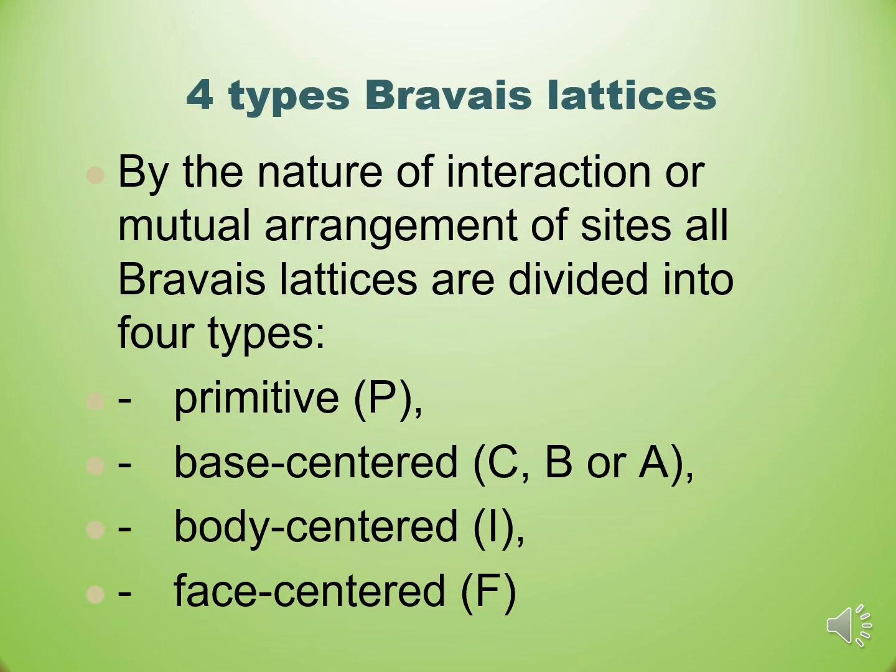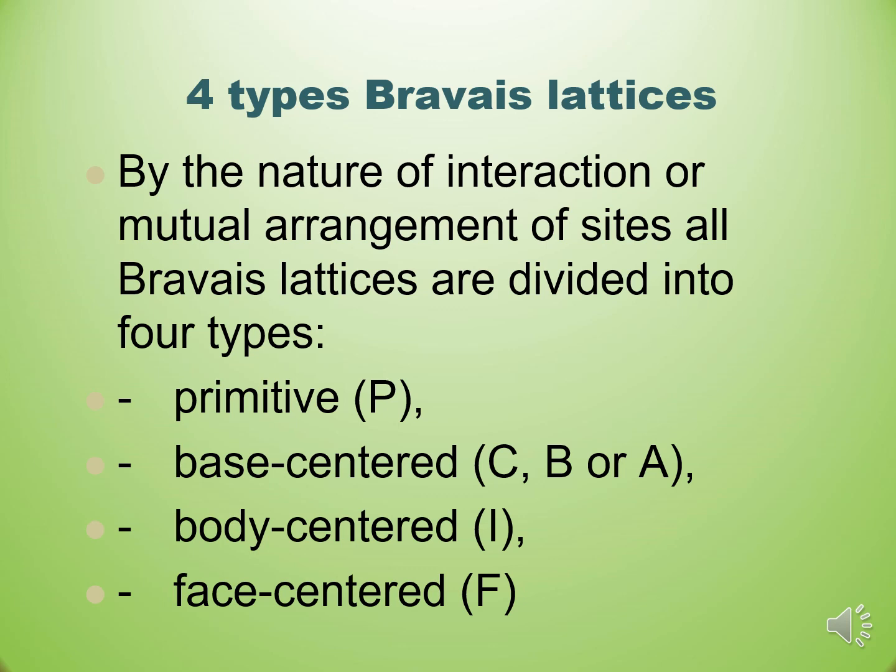By the nature of intersection or mutual arrangement of sites, Bravais lattices are divided into four types. The first type, primitive, the symbol P. The second type, base-centered, symbol C, B, or A. The third, body-centered, the symbol I. And the face-centered, the symbol F.